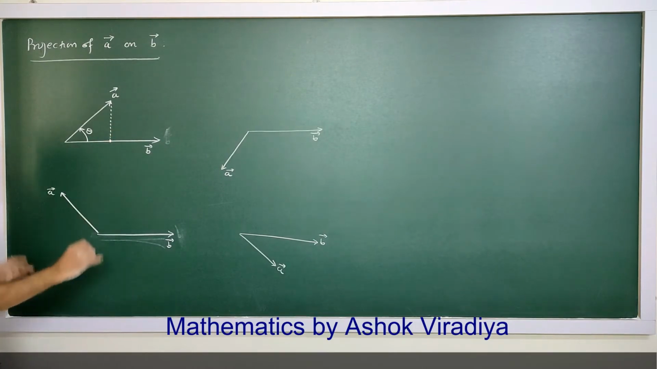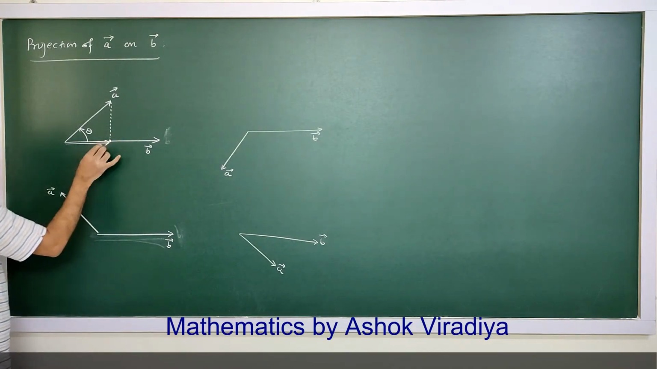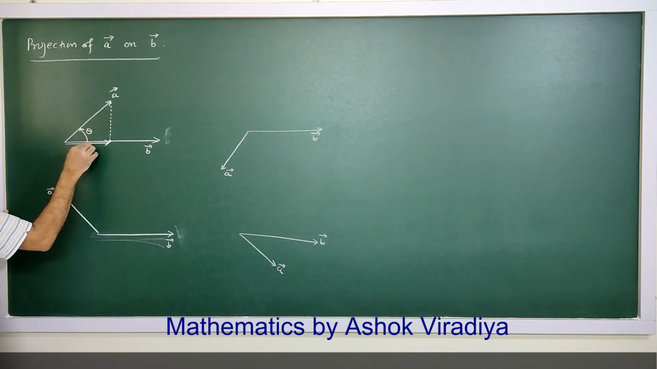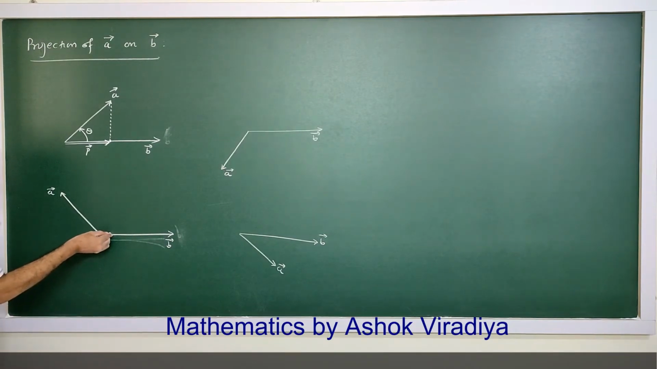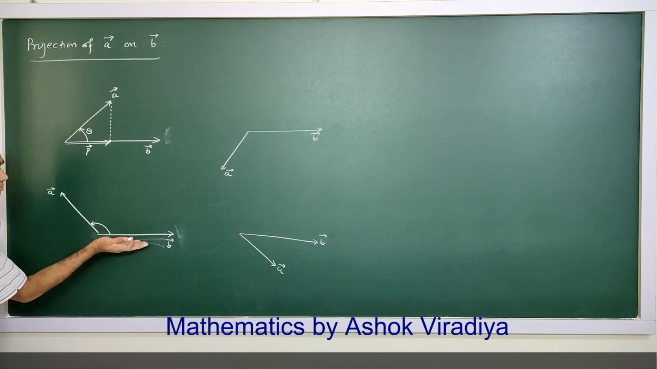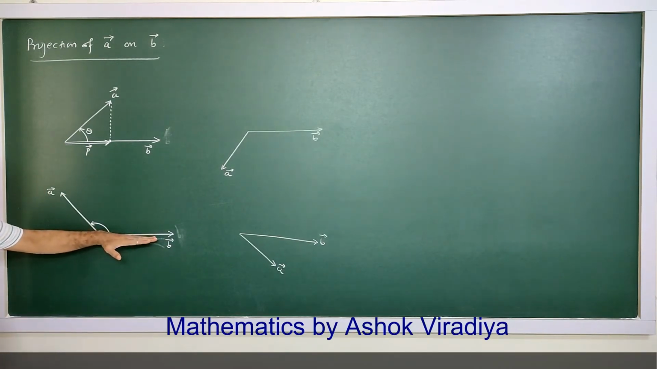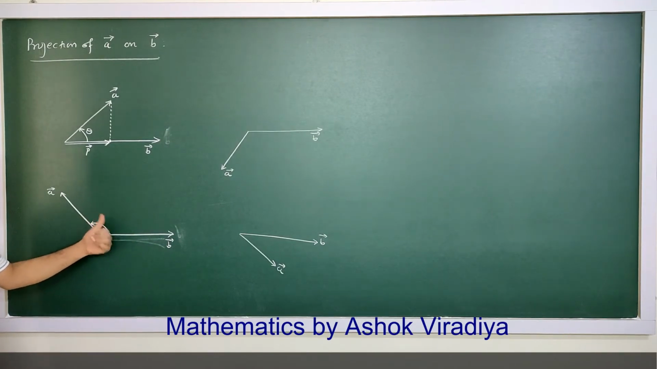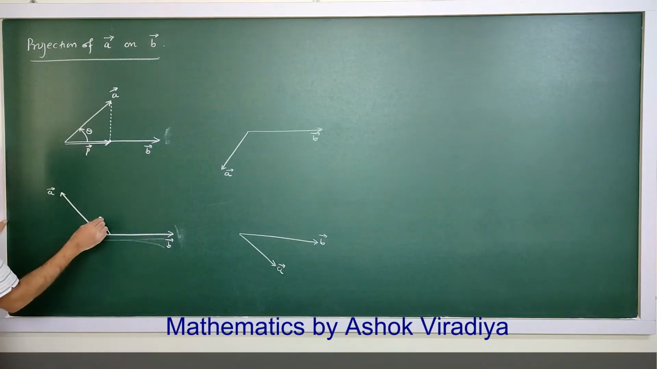This is the foot of perpendicular. So here this vector is projection of vector A on vector B. In this diagram, take the angle in anti-clockwise direction, from vector B towards vector A. Every time we measure angle in anti-clockwise direction. So this is theta, and it is an obtuse angle.